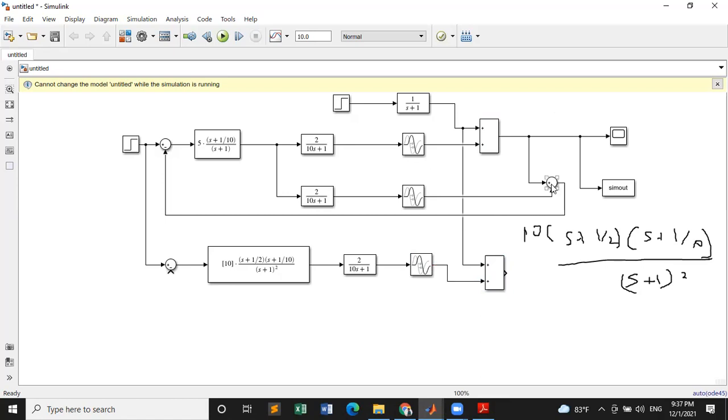Then another add operator here. What we can do is create the feedback loop. We need another transport delay plus another Gm. So do this and this.